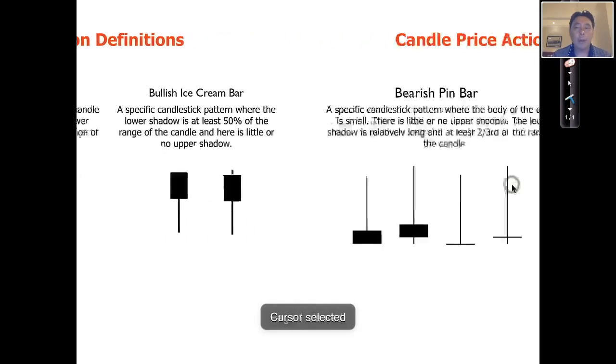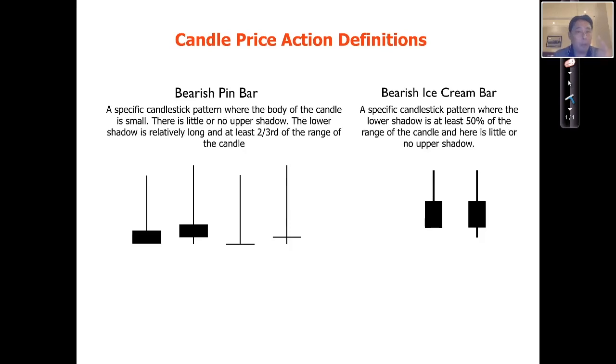Okay, now when we're going short, we look for the opposite candlestick patterns. We look for a bearish pin bar and a bearish ice cream bar. So it's the same thing except flip it over. A bearish pin bar is defined as a candlestick pattern where the body of the candle is very small, right? So all these four candlesticks qualify because they've got small bodies. And again, the color doesn't matter. It can be a green or red candle. It doesn't matter. It's the shape.